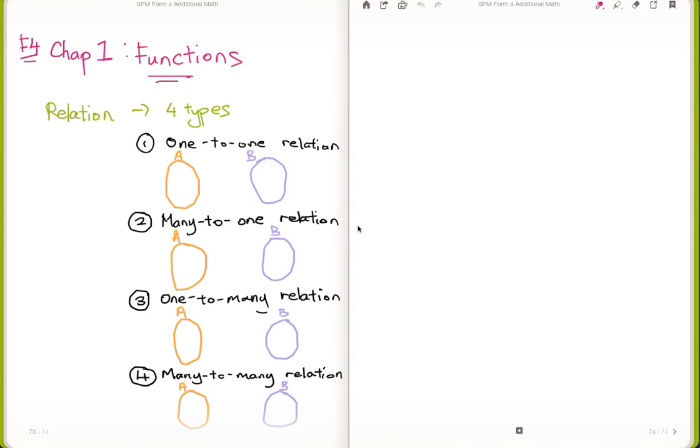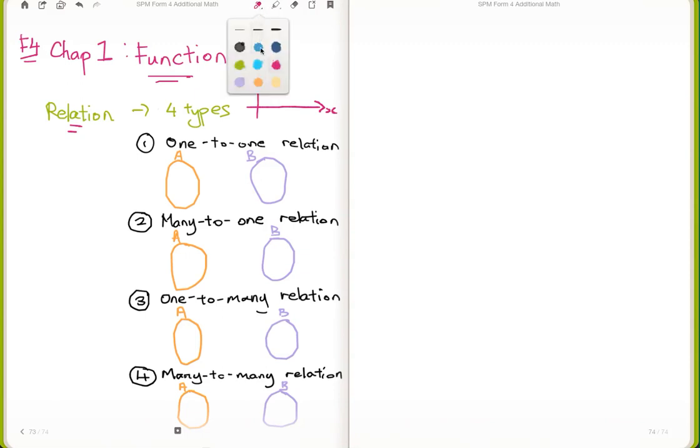In functions, you get to learn about relationships. What we will learn, for example, in chapter 2, is that you have an x and y axis, and you have a quadratic equation, and you get to know what a quadratic equation is later. You have a curve, say an n curve. The general equation is ax squared plus bx plus c equals 0.